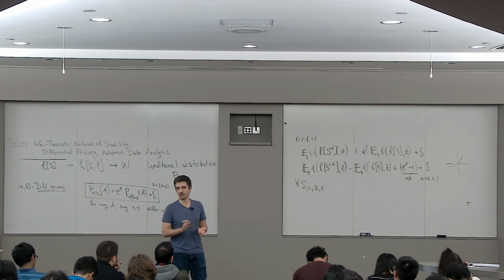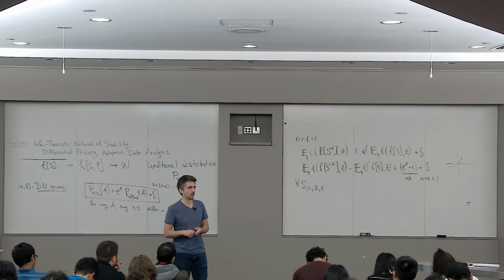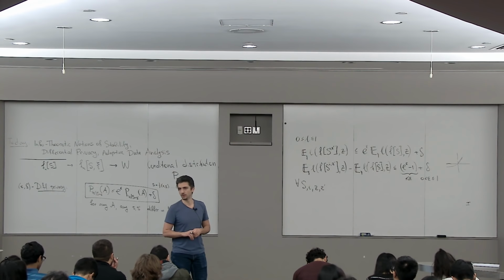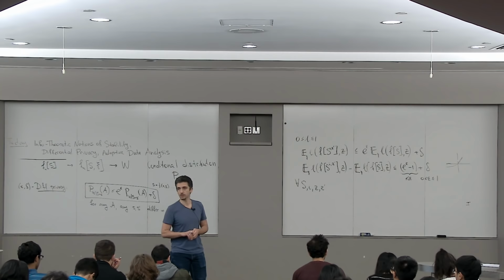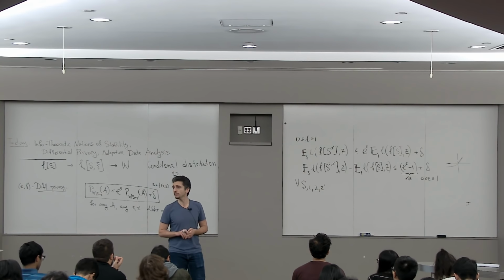So this is a very back of the envelope calculation. You see that differential privacy is a stronger notion than uniform stability, and in particular it applies to randomized algorithms. Okay?